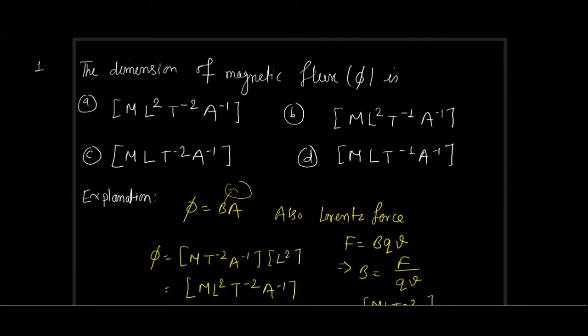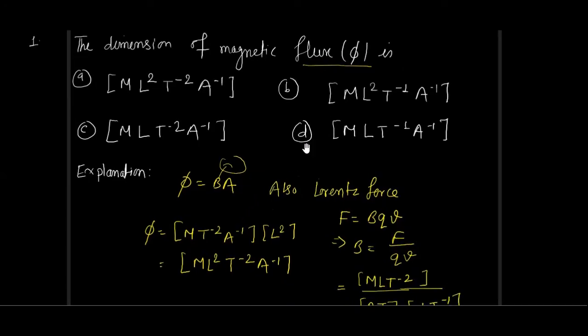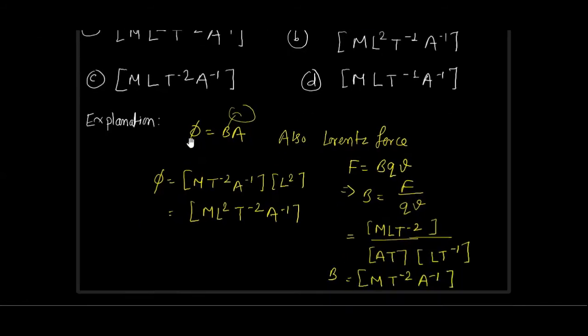Okay, so now let us begin with the first question. In the first question, it is asked: what is the correct dimension of magnetic flux? There are four options. First, let us see how we can find this. Though we have to remember all of these, if we know the way to find it, then we will get the correct answer with proper confidence. Okay, so let us see.